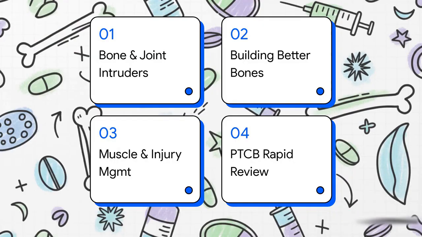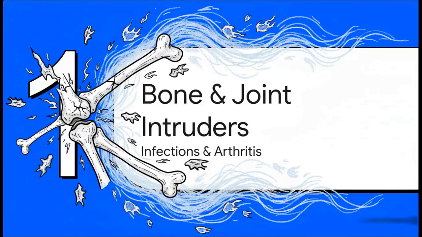So here's our game plan. First, we're going to tackle what I call the intruders. Those are the infections and inflammatory conditions that attack our bones and joints. Then we'll shift gears to building stronger bones. After that, we'll dive into how to manage those sudden injuries and muscle problems. And to finish it all off, we'll lock it all in with a rapid review to make sure you are absolutely exam ready. All right, first up, the bone and joint intruders.